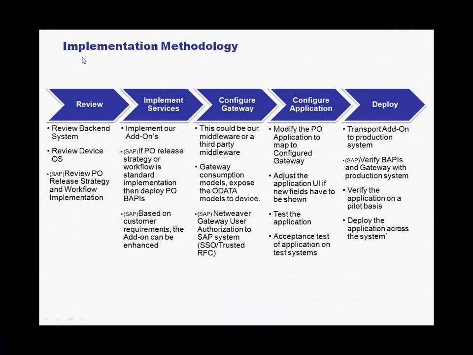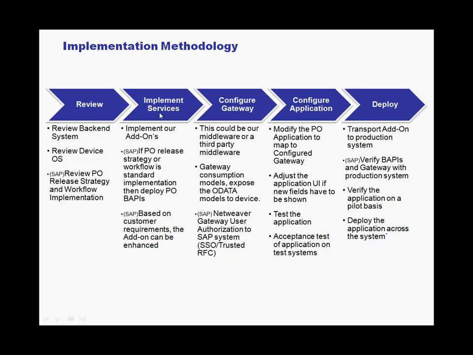Before we close, I would like to spend a couple of minutes on our implementation methodology. We have a 5-step implementation process as shown in the slide. Some examples have been marked if the backend ERP system is SAP. In the first step, we will review your backend ERP system to understand the configuration and the OS levels, and also to check for compatibility. If the backend system is SAP, then we check the purchase order release configuration.